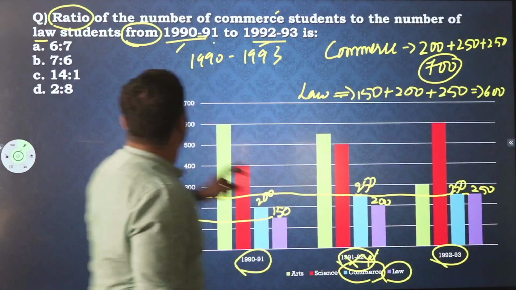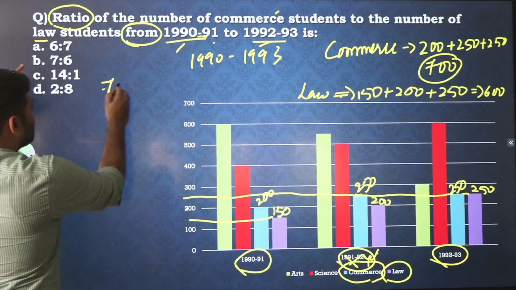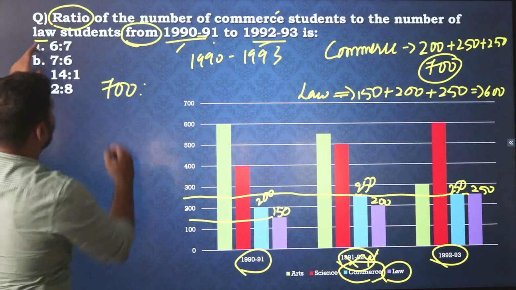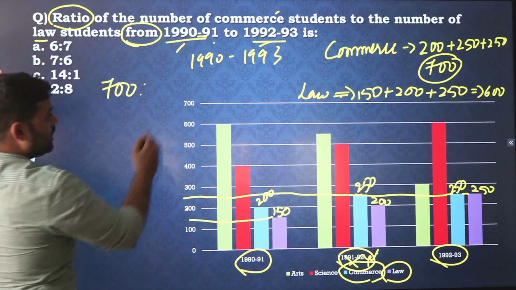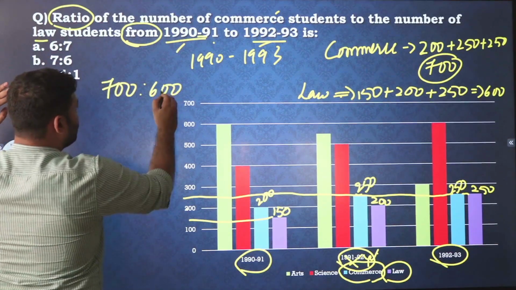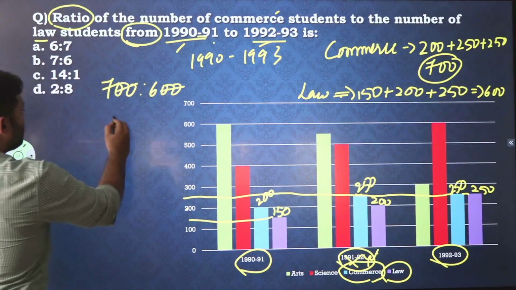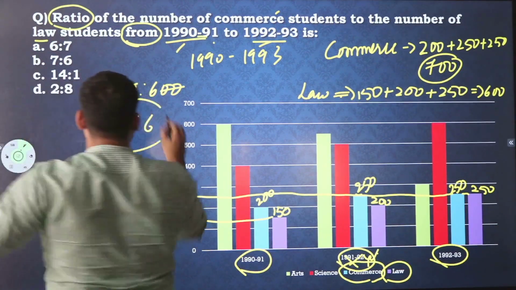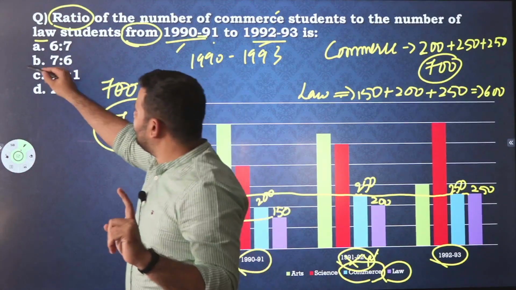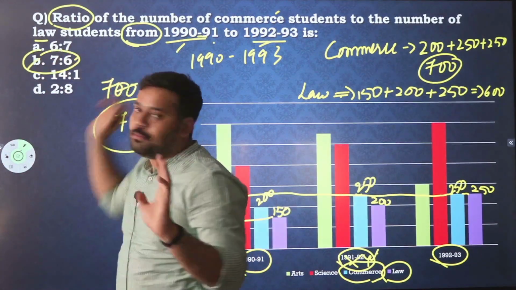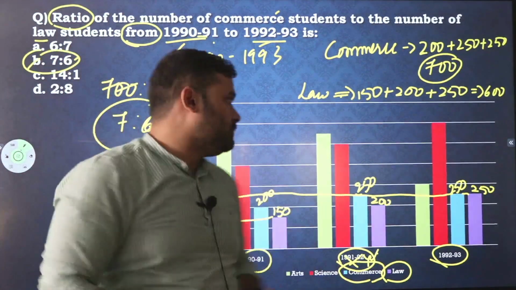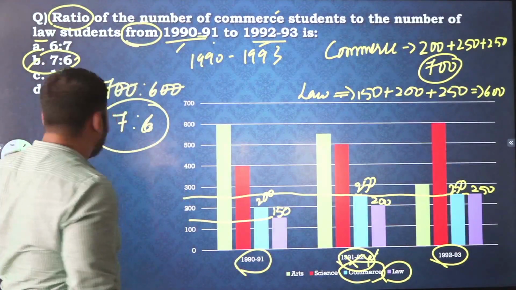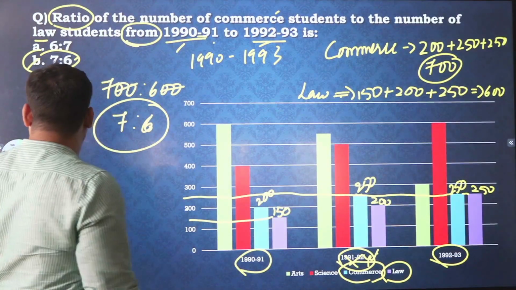Now they are asking the ratio. First is commerce. Commerce is 700, and commerce to law students, law is 600. So 2 zeros I can cancel, and I will be left with 7:6. Can I find it here? Yes, I can find it here. Option B is the right answer. Going forward, I hope this question is very clear.